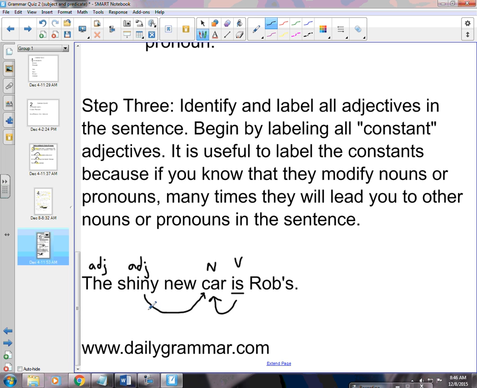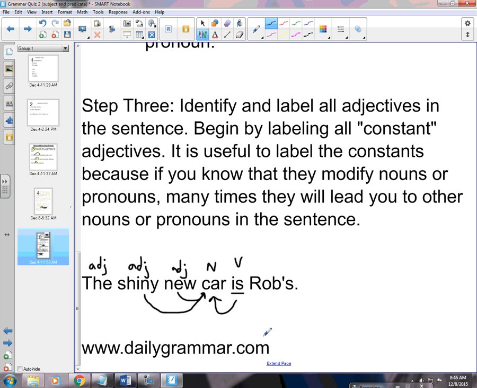We're going to repeat the same process with the word new. What is the word new telling us in this sentence? Well, it's telling us that the car is new. Or in other words, it's modifying the noun. If it's modifying a noun, you guessed it, it's an adjective.